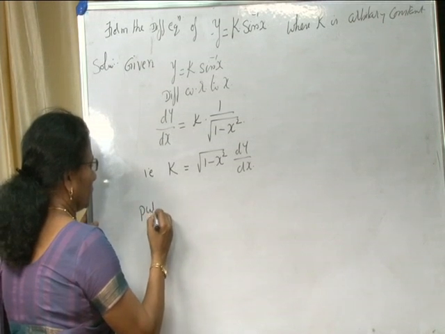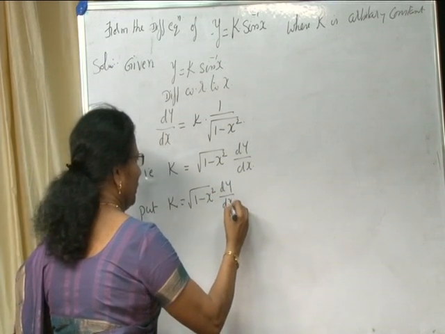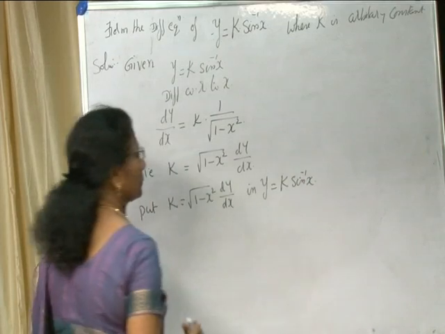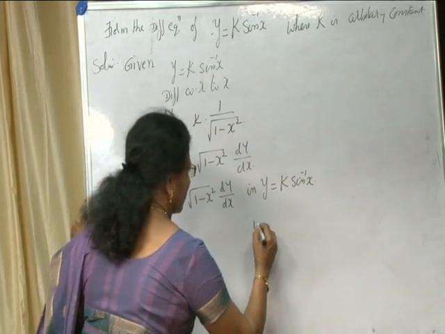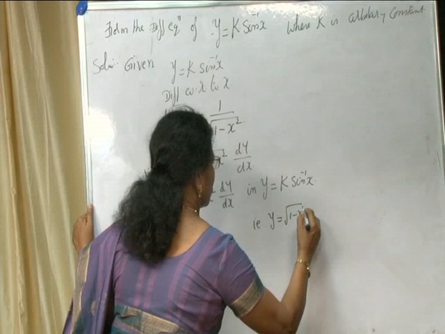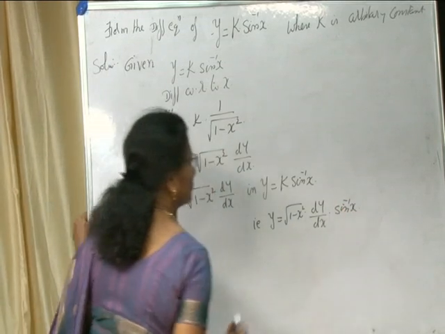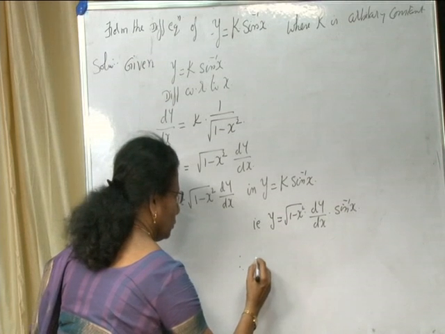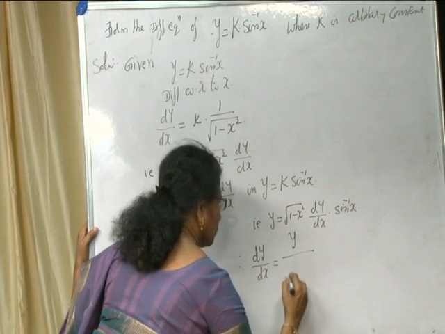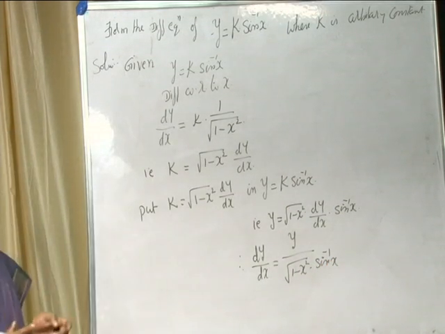Put k is equal to root of 1 minus x squared dy by dx in y is equal to k into sin inverse of x. That is, y is equal to root of 1 minus x squared into dy by dx into sin inverse x. Therefore, dy by dx is equal to y divided by root of 1 minus x squared into sin inverse of x. This is the required differential equation.